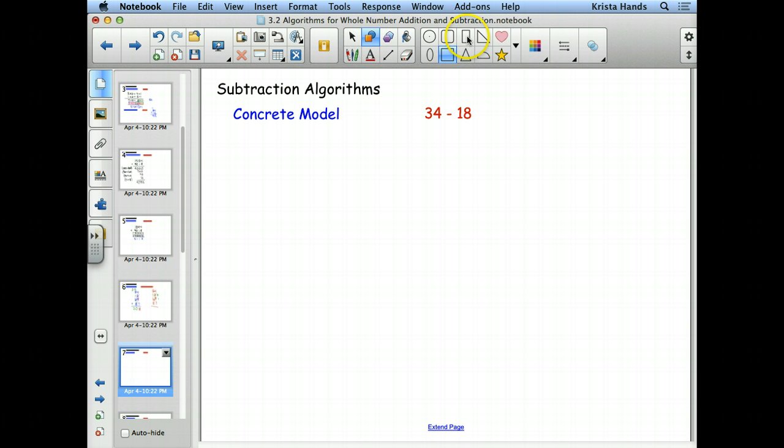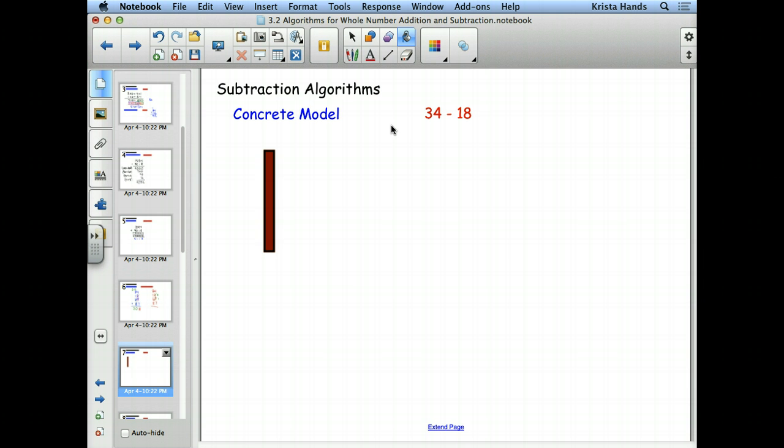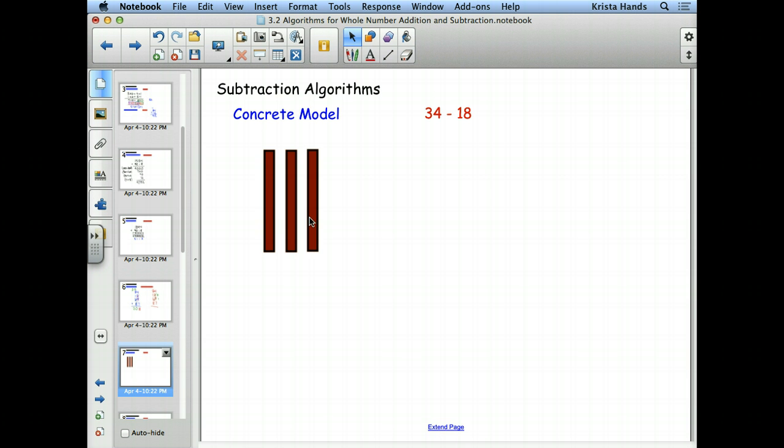So let's draw out 34. I already drew that, didn't I? My goodness, what in the world? All right, so I need 34. And I'm going to start by drawing that particular one. So here's 30.